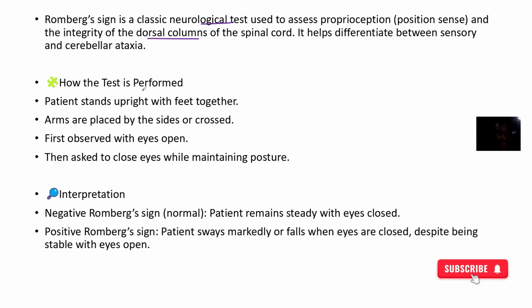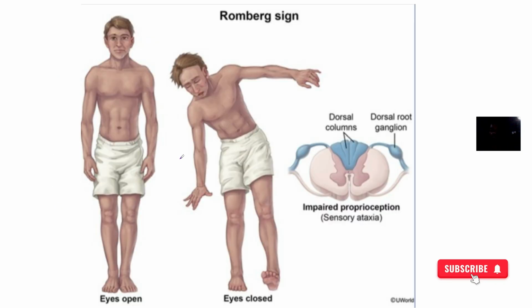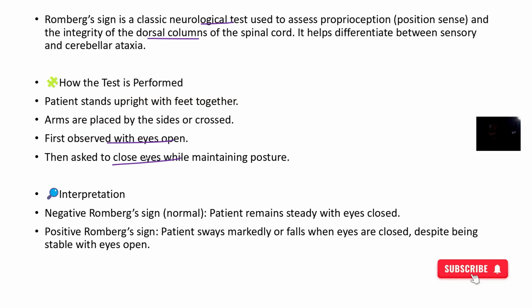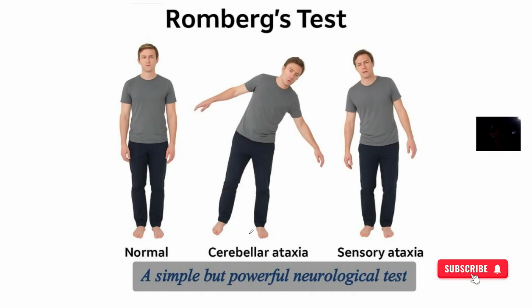So how is the test performed? The patient stands upright with the feet together, and the arms are placed by the sides or crossed. You first observe the patient with their eyes open, and then you ask them to close their eyes. The test is negative when they close their eyes and are still steady. It is positive when the patient starts swaying once their eyes are closed.